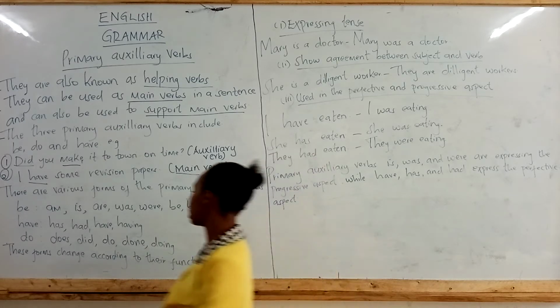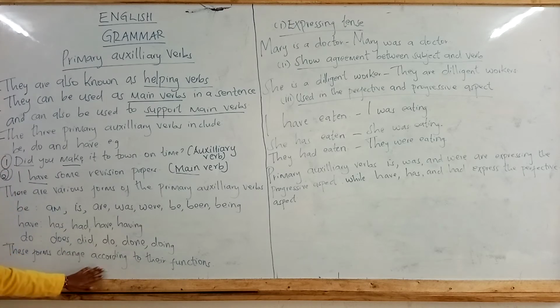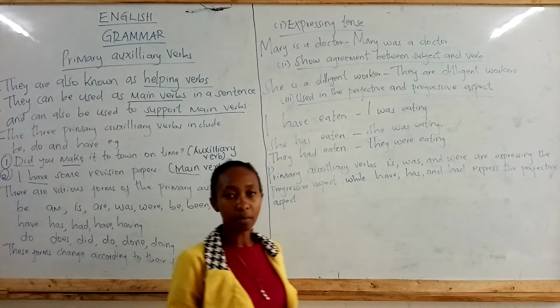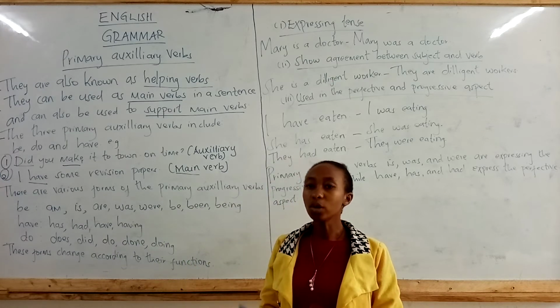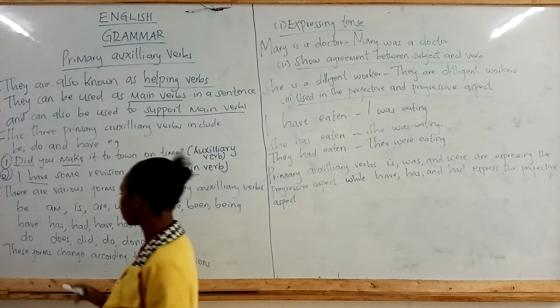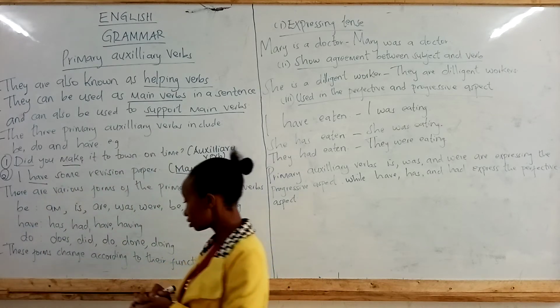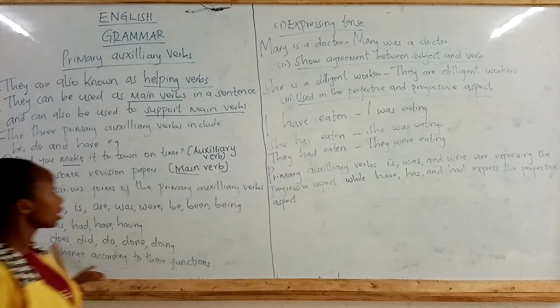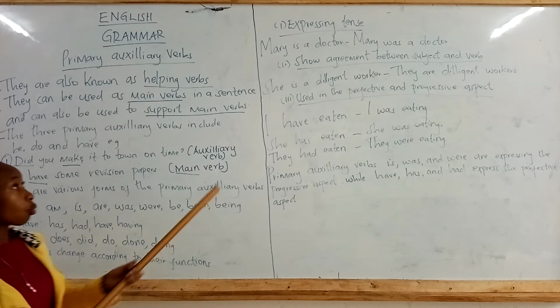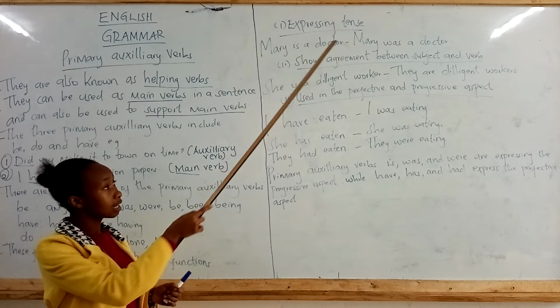On to the next point. These forms change according to their function. Just like we've said, the form of the primary auxiliary verb will change depending on its function in a sentence. So let us look at what we mean by this. If we take a look here, these forms can change when we are expressing tense.